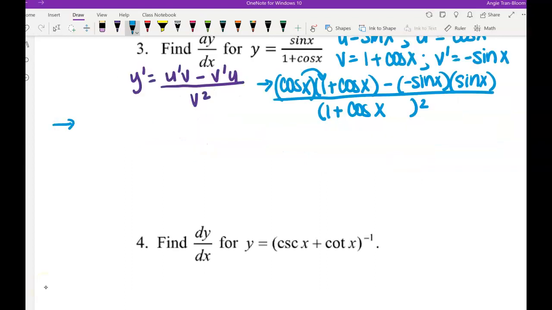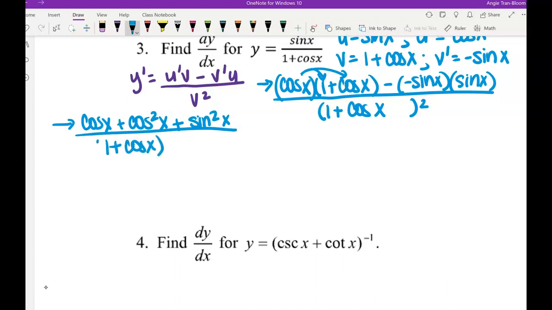So next we would probably distribute. Okay, so cosine of x times 1 is cosine of x. Cosine of x times cosine of x is going to be cosine squared of x. Two negatives to make it a positive, so that's going to be sine squared of x all over 1 plus cosine of x quantity squared.